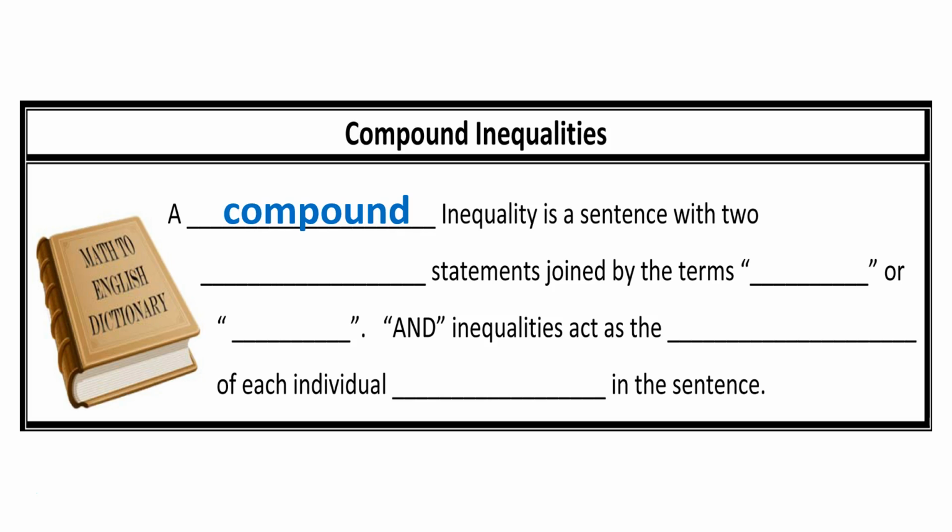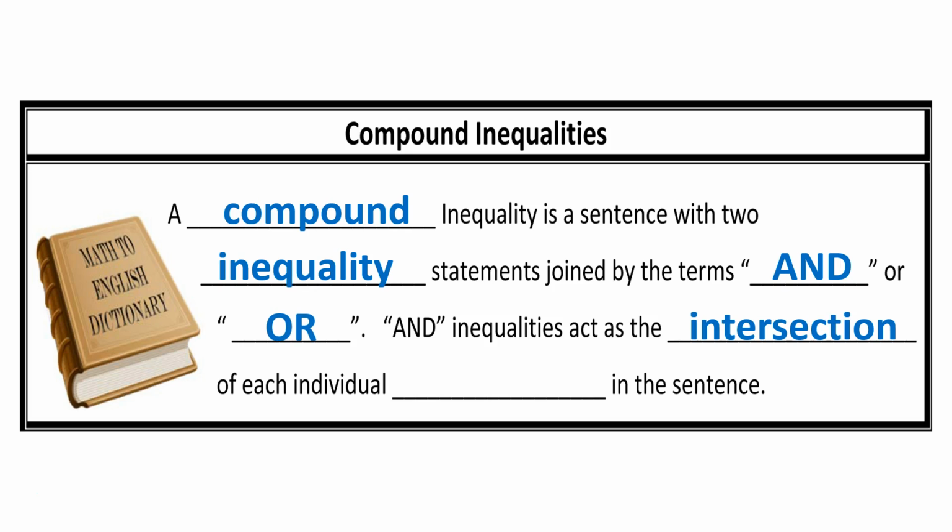A compound inequality is a sentence with two inequality statements joined by the terms and or. And inequalities act as the intersection of each individual inequality in the sentence. That is, their solutions overlap.